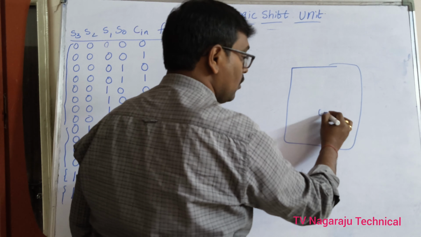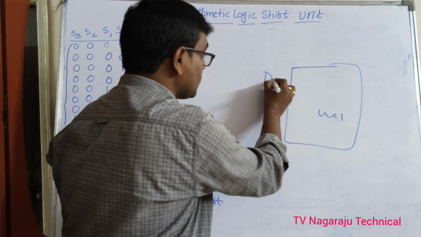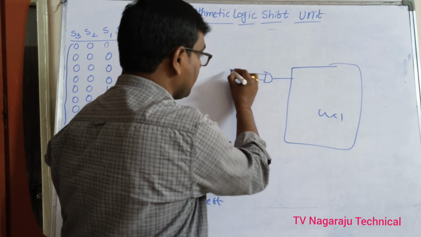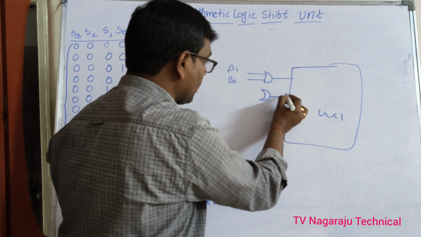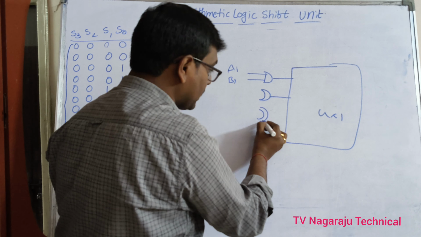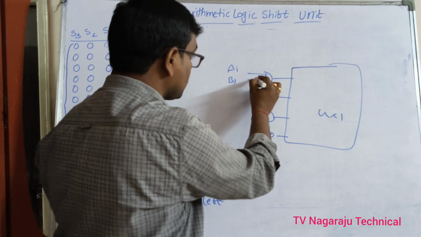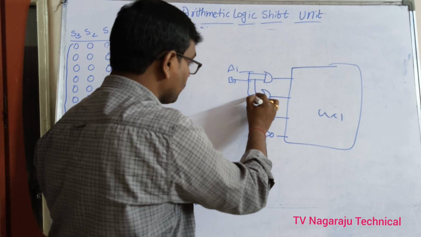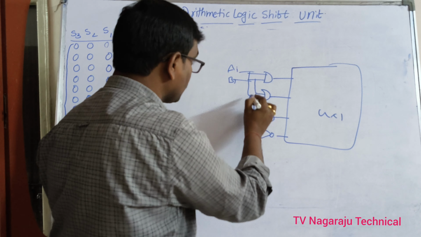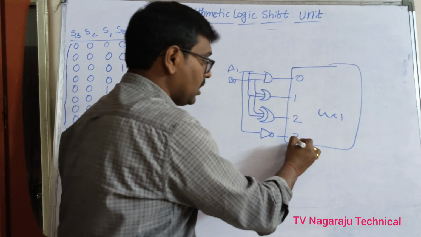A multiplexer is there, a 4 by 1 multiplexer. The first input is connected to the AND gate, with Ai, Bi. The second one is connected to the OR gate, the third one to the XOR gate, and the fourth one is connected to the NOT gate. Suppose like this: 0, 1, 2, 3.